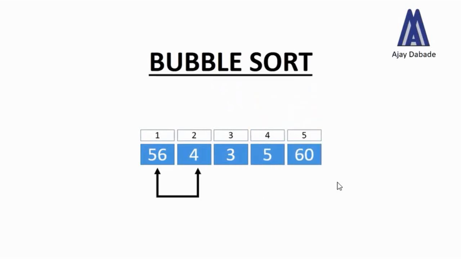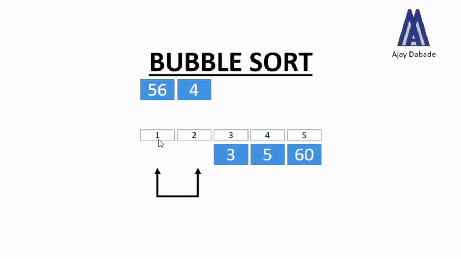Now we can say that we have completed the first pass. In the first pass, we go from position 1 to position 5. We keep on comparing positions 1 and 2, 2 and 3, 3 and 4, and 4 and 5. So we go from position 1 to n, where n is 5 over here. Now if you closely observe, the largest number among all the numbers, that is 60, has come to the last. So in the first pass itself in bubble sort, the largest number comes at the last if it is in ascending order.